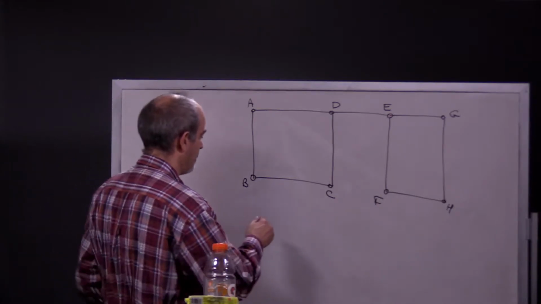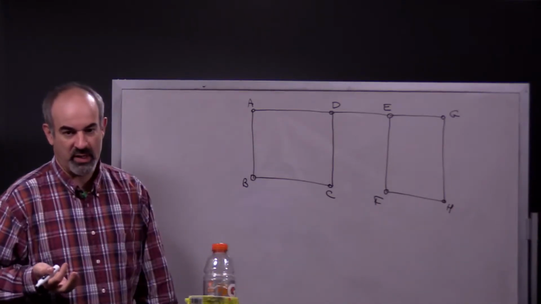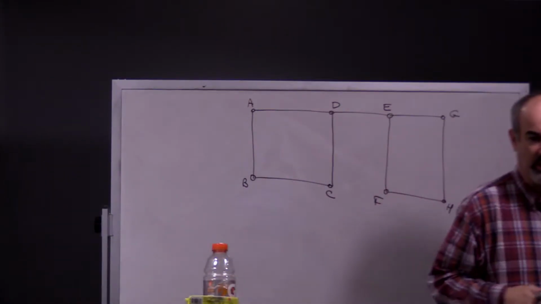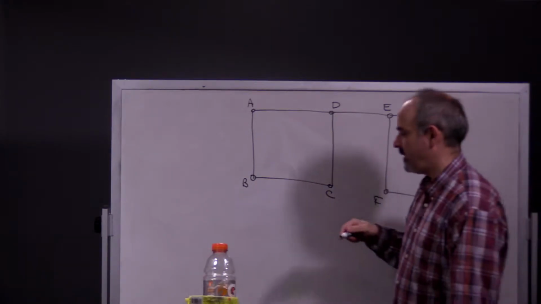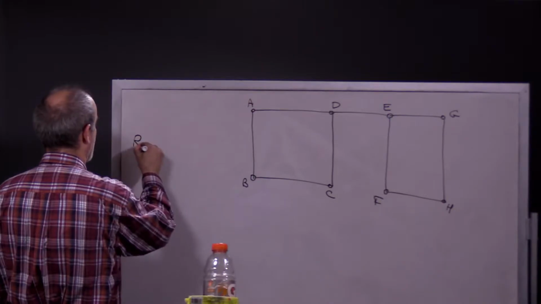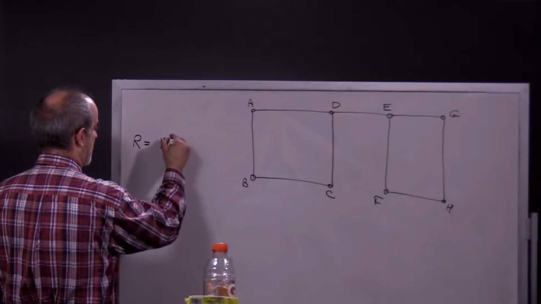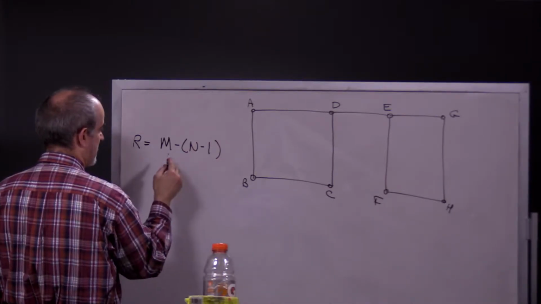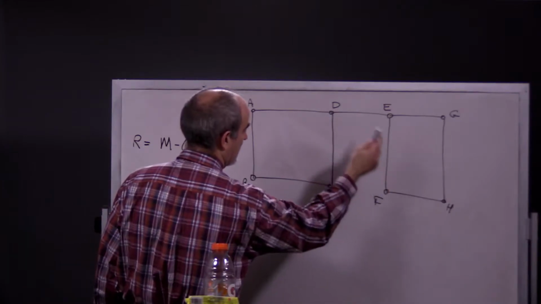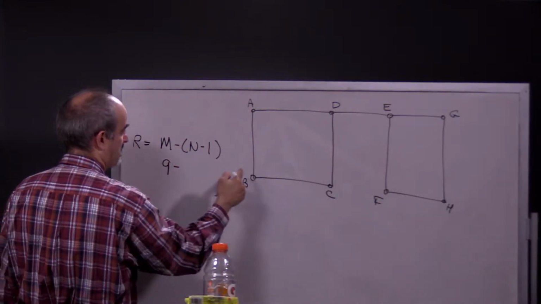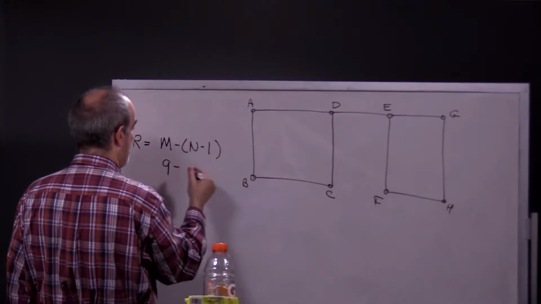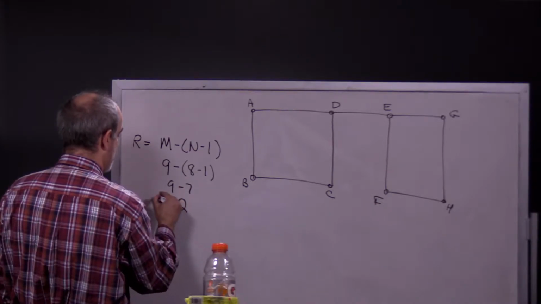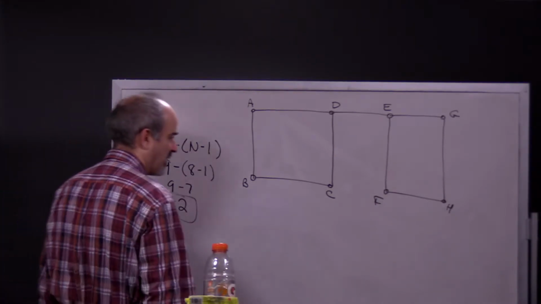Okay, so if you remember, there's not really a formula for this, but I think in advanced mathematics there might be, and I'll talk about that a little bit. If you remember the formula for redundancy, it looks like this, where m is the edges and n is the vertices. So we have 4, 5, 6, 7, 8, 9 edges, and 1, 2, 3, 4, 5, 6, 7, 8 vertices. So we have a redundancy of 2.